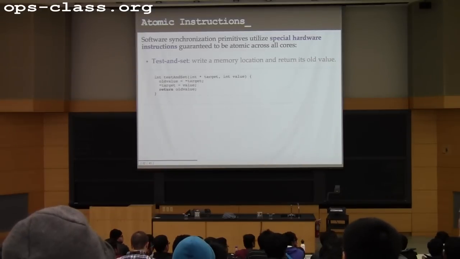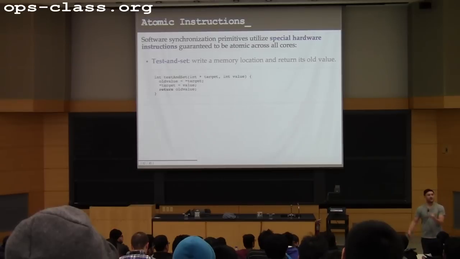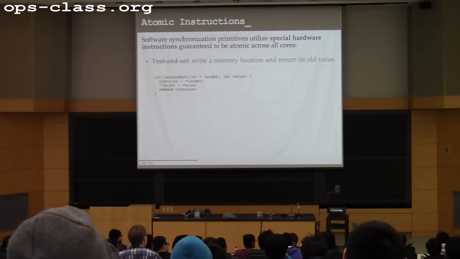Yeah. One. Only one. And that's the critical part. If I did this normally, it's possible that it would actually take two hardware instructions, and so it's possible that one core, two core, four cores could get the value 0. But the test and set instruction ensures that only one core gets 0, every other core gets 1. Right?